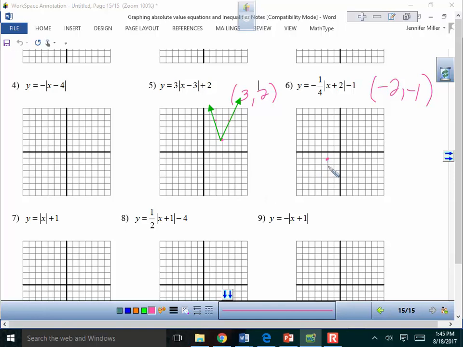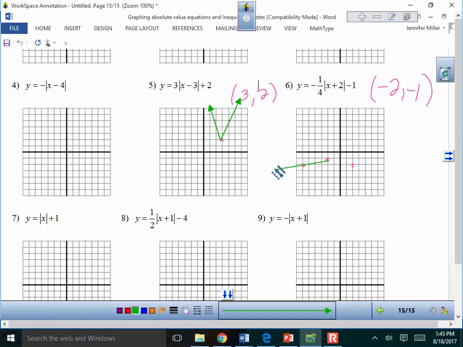You go down 1 and which way? I'm sorry? 4? Good. 1, 2, 3, 4. That's the most common mistake I noticed last period, Christian with C, is that people would go 1, 2, 3, 4, and they'd go down 4 over 1 instead of down 1 over 4. Okay, good. So let's graph that.